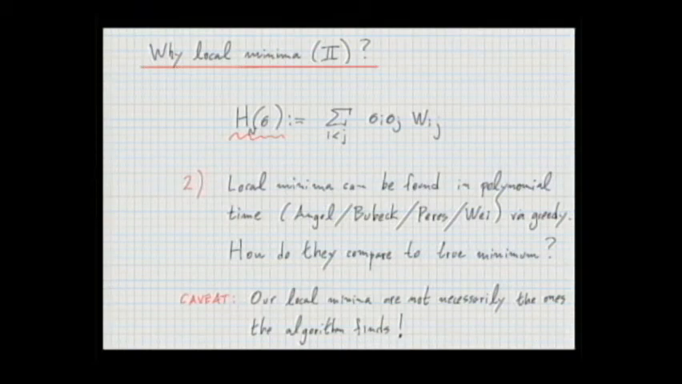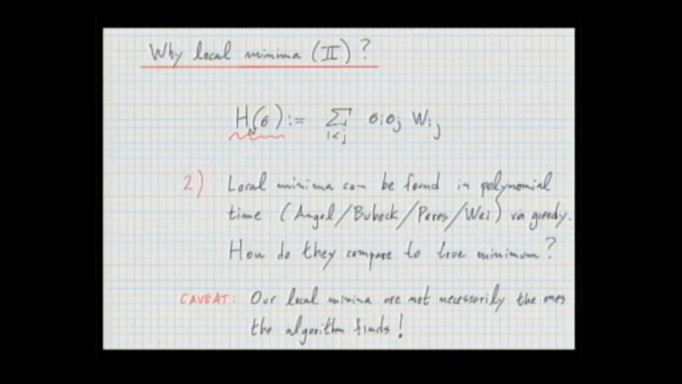It's an interesting question to understand how such local minima compare to the global minimum given by the Parisi formula. There's a caveat here, which is that these local minima are not necessarily the ones that the algorithm finds. The local minima that the algorithm finds are not necessarily uniform among all local minima or anything like that. But in any case, it seems interesting to understand local minima.